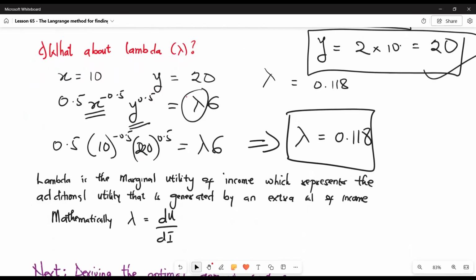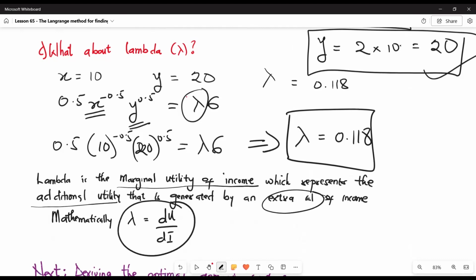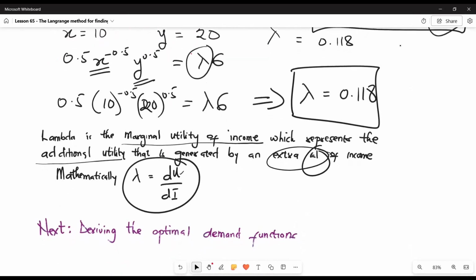Now, what does this tell us? The lambda is the marginal utility of income, which represents the additional utility that is generated by an extra £1 of income. So mathematically, what we are simply saying is lambda is dU over dI, which shows how the utility changes when income changes by £1. So this is all that we have on our lesson on the Lagrangian method for finding optimal bundles of consumption. The next lesson will be on deriving the optimal demand functions.